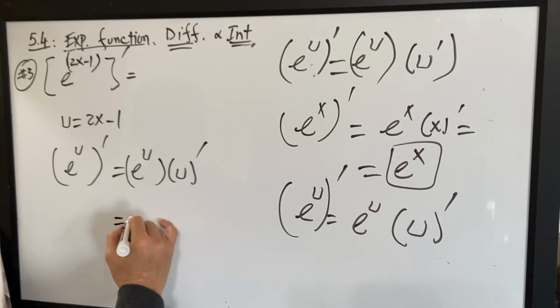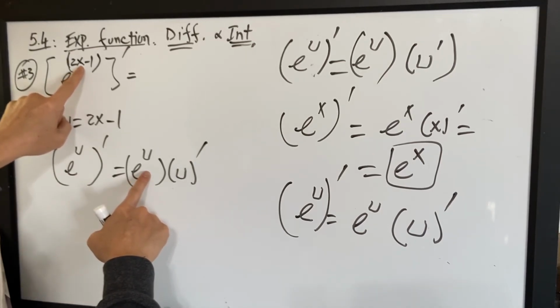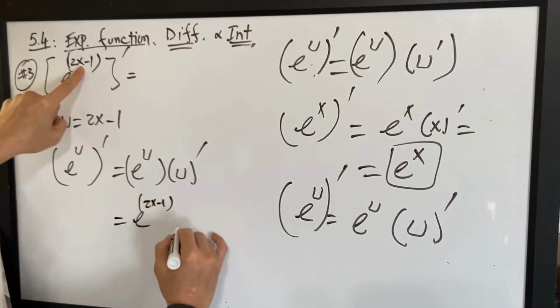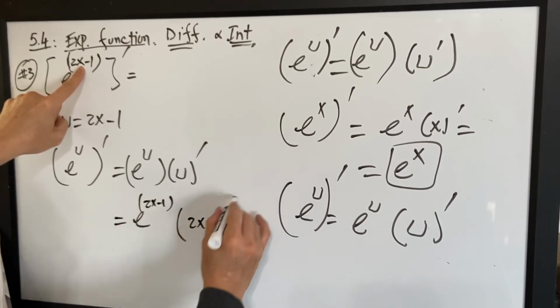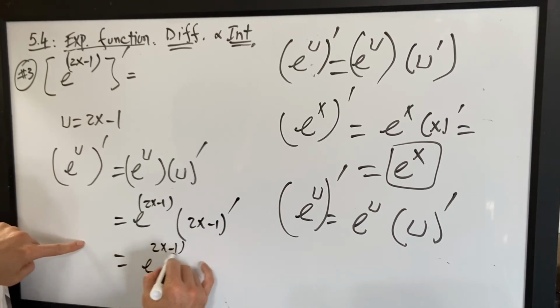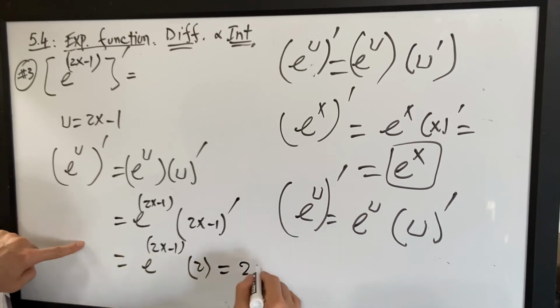Okay, here we go. e to the u now, but since the problem asks us to do it in the x variable, I plug 2x minus 1 back in for u. That's it. And what is u prime? U prime is the derivative of 2x minus 1. So what do we have over here? e to the 2x minus 1 times, that's right, 2x derivative is 2. 1 derivative is 0. So the answer here is 2. Bring that out so you will not be confused with another form.